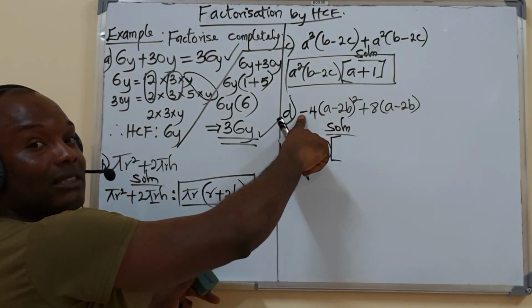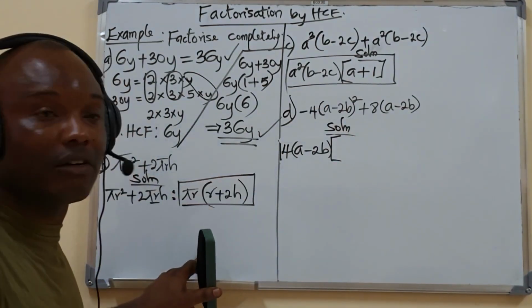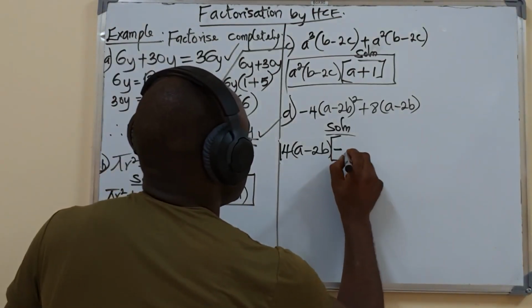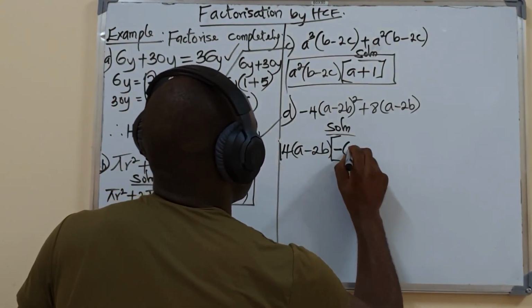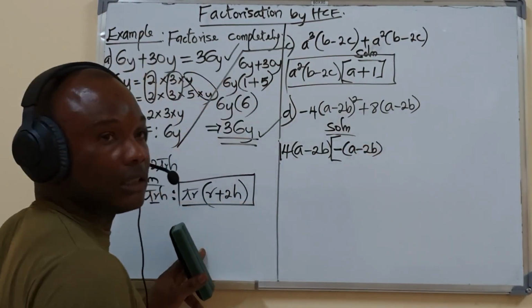But because of this negative sign, it's not just going to be by itself, it's going to be negative itself. So it's going to be negative itself, open bracket, a minus 2b. That is what it is.